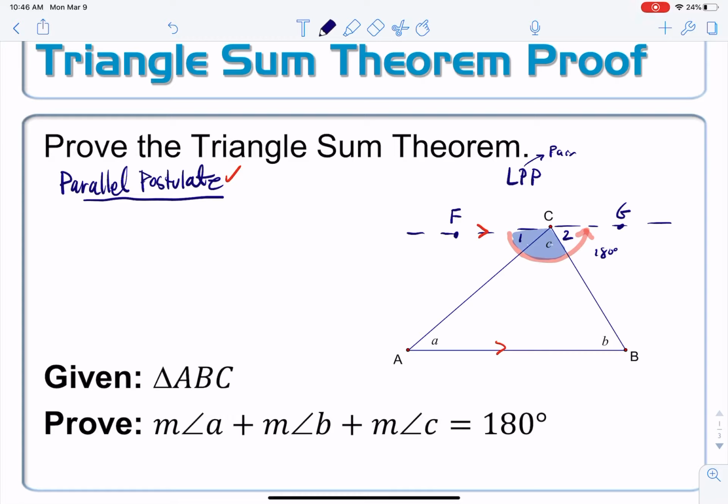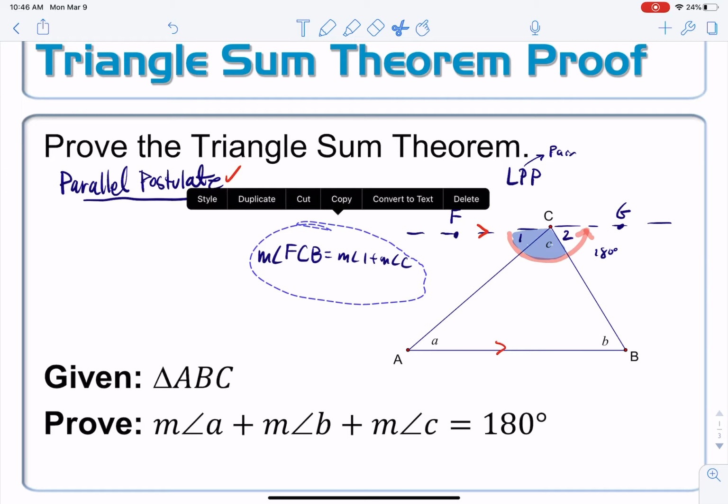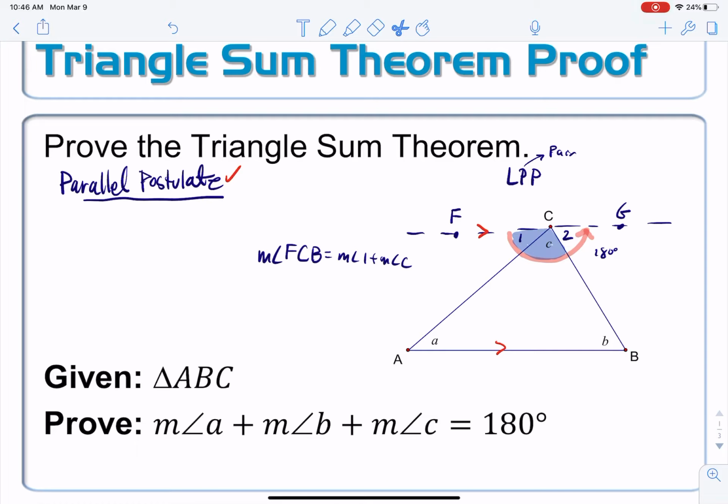So that I would have the measure of angle FCB should be equal to 1 and C added together. Right? 1 and C. Yep, that looks about right. And that is the angle addition postulate. Right, so there's one thing that we're going to use.